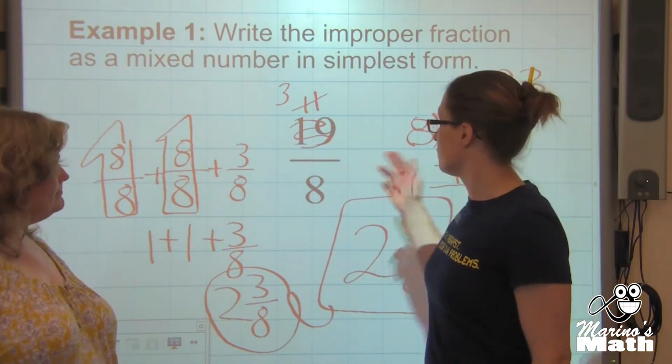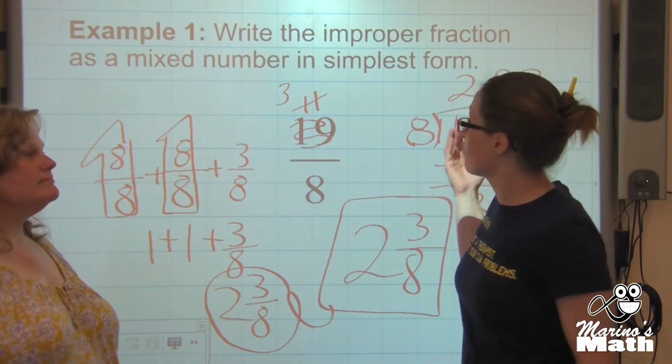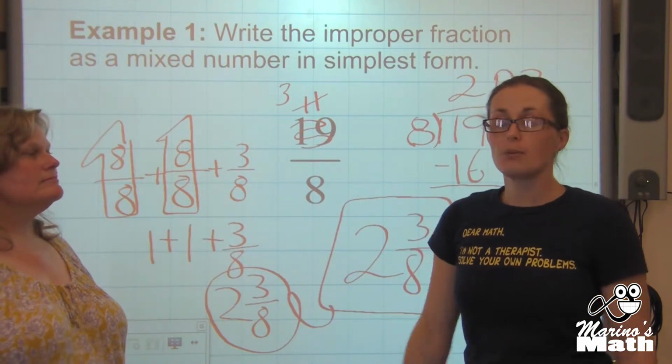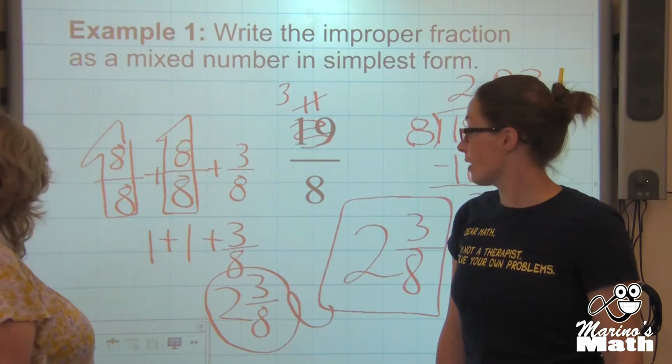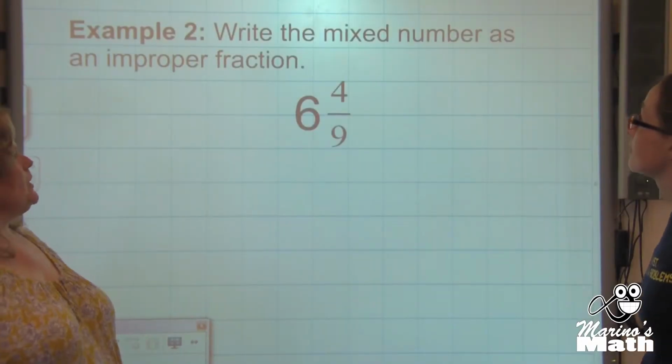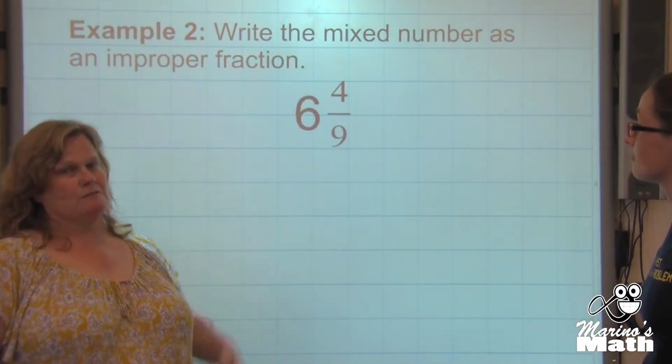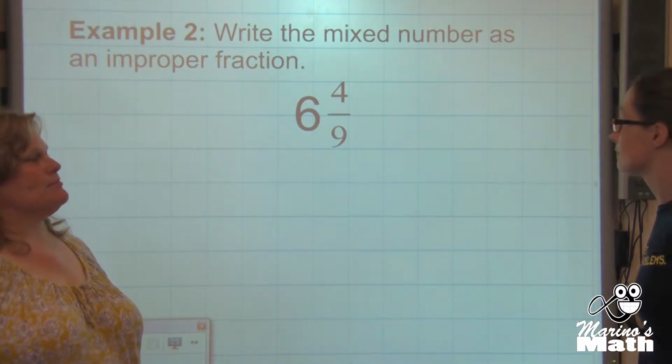And you can use either one of these methods to turn improper fractions into mixed numbers, or maybe you have a whole other way that works for you. Let's check out another example. This time we're going to start with a mixed number, 6 4/9, and write it as an improper fraction.